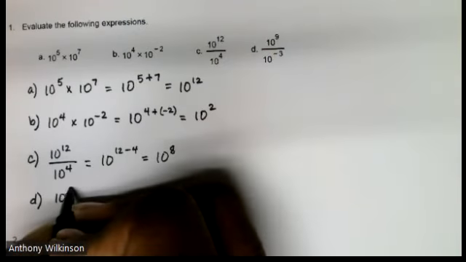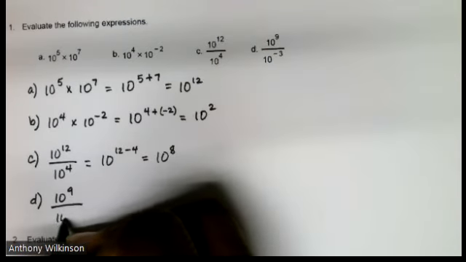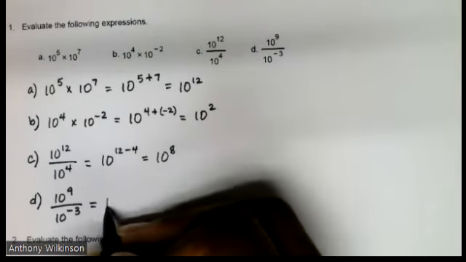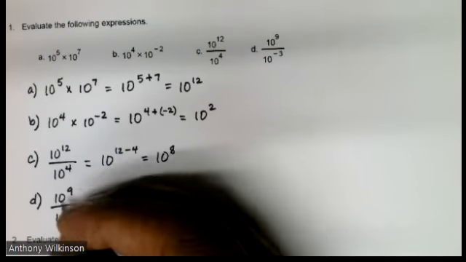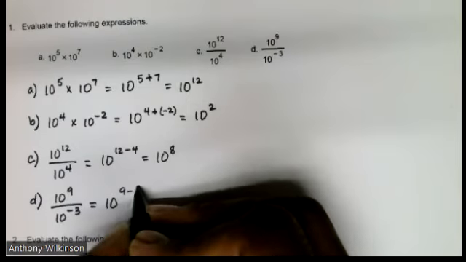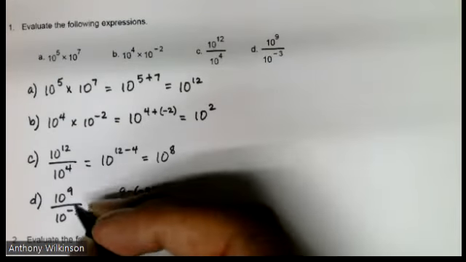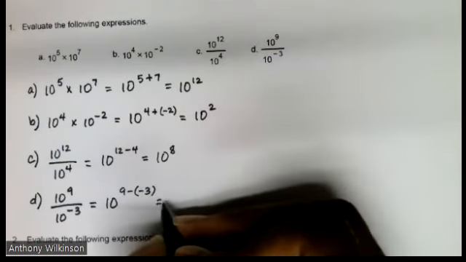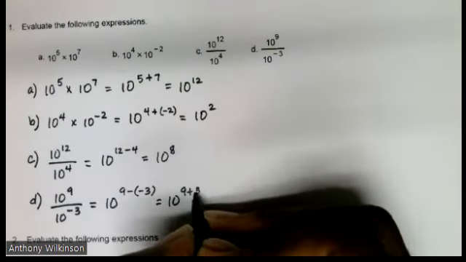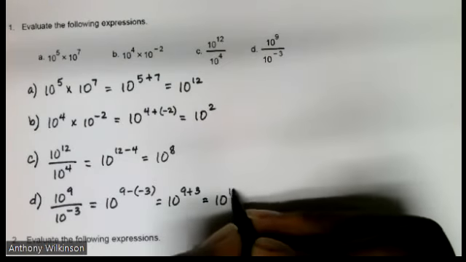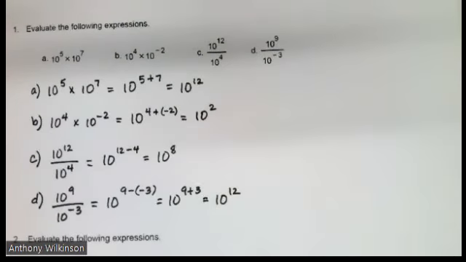Part D, 10 to the 9th divided by 10 to the negative 3rd power. Bring the base over of 10, since we're dividing powers of the same base. We're going to subtract 9 minus negative 3, the top minus the bottom exponent. 9 minus a negative 3 is the same as saying 9 plus 3. When you subtract, you add the opposite. So it'll be 10 to the 12th power.